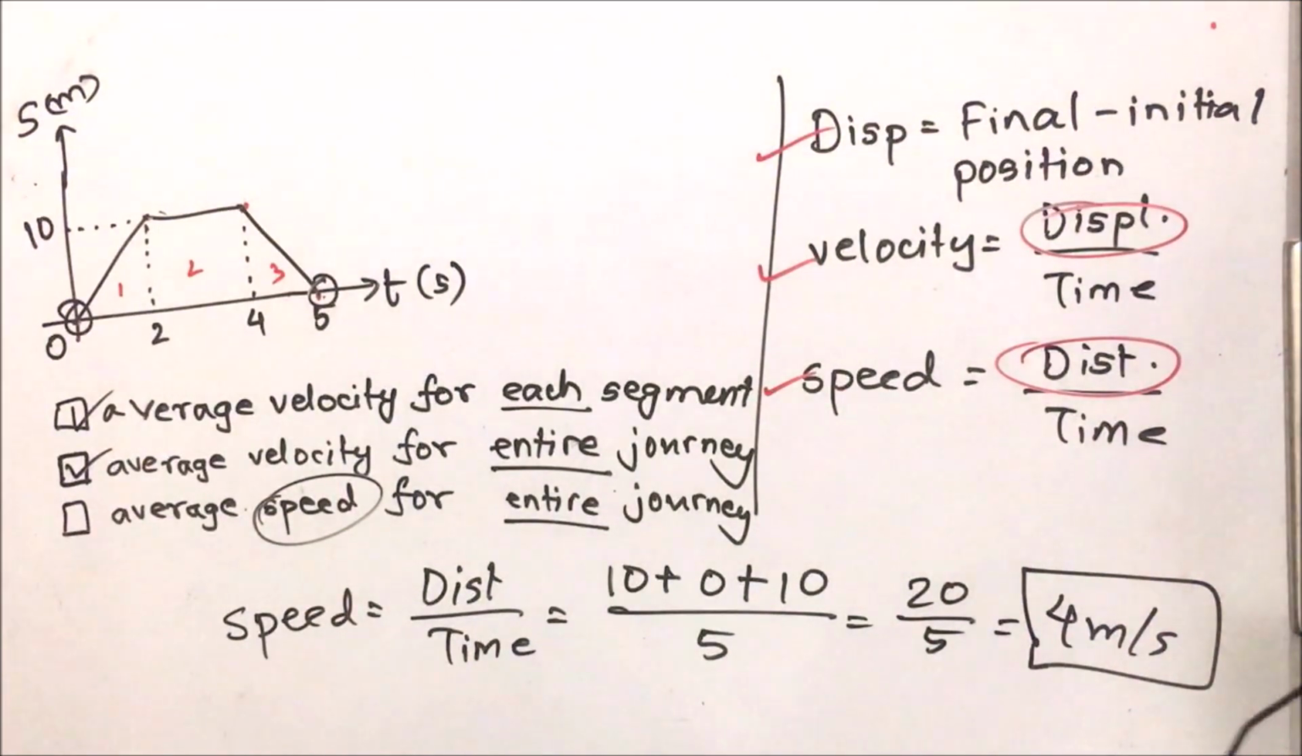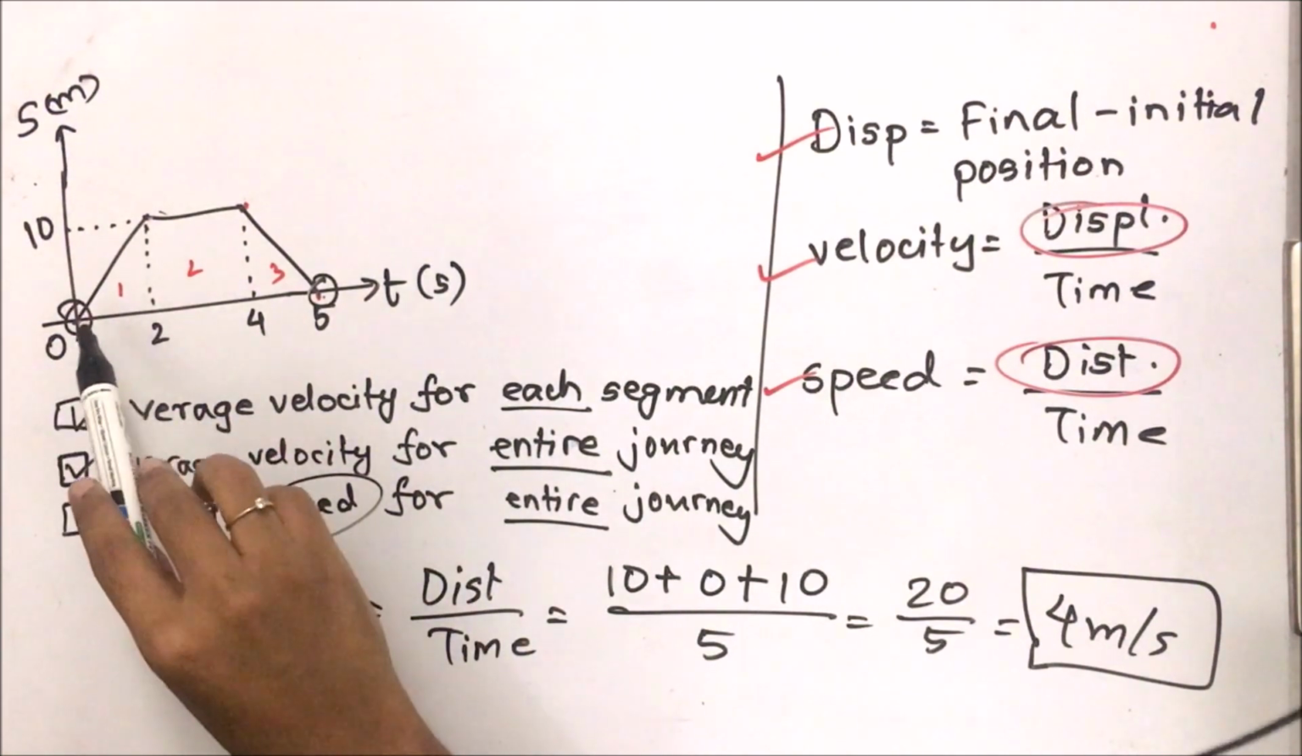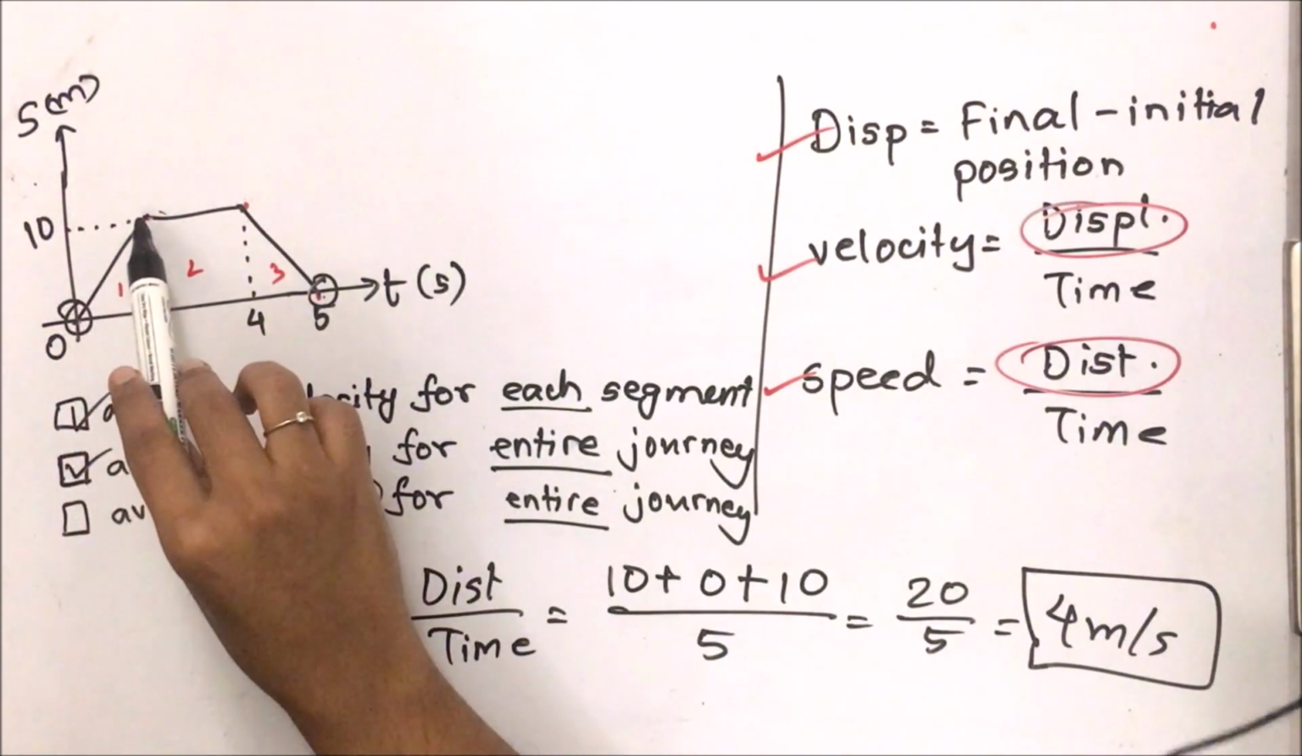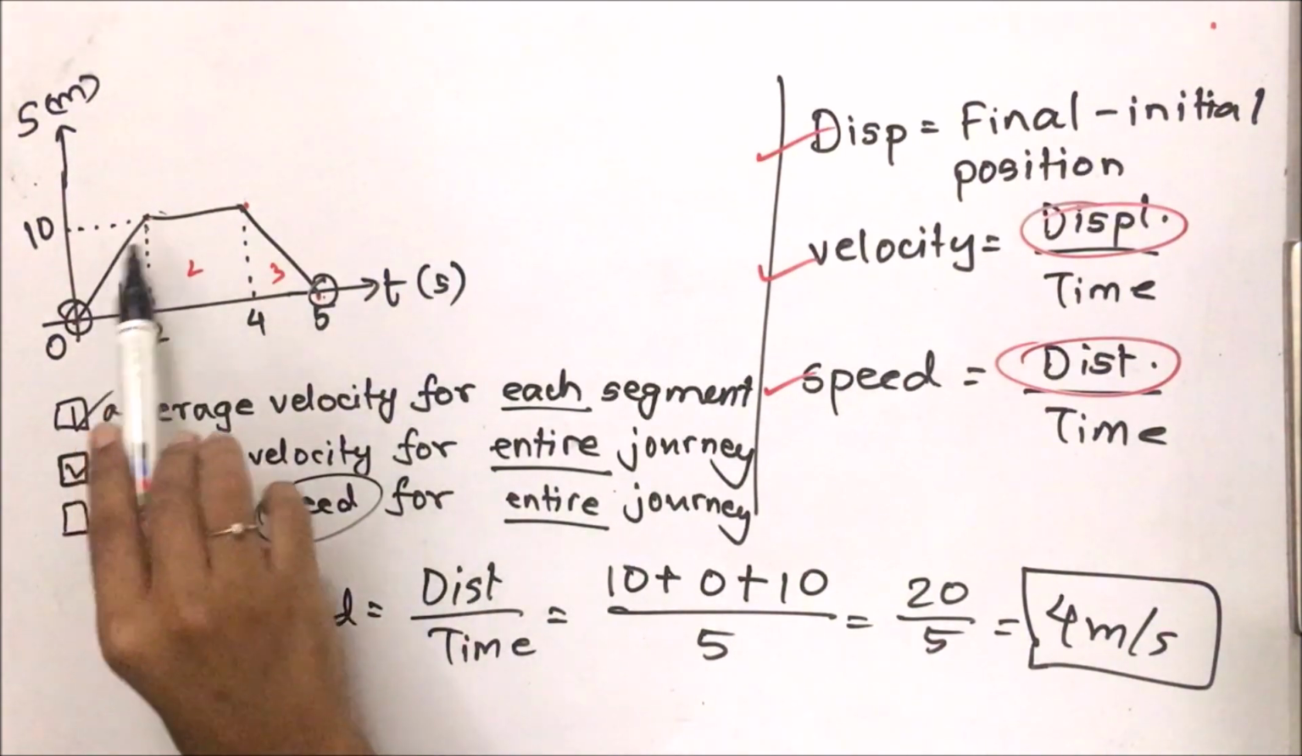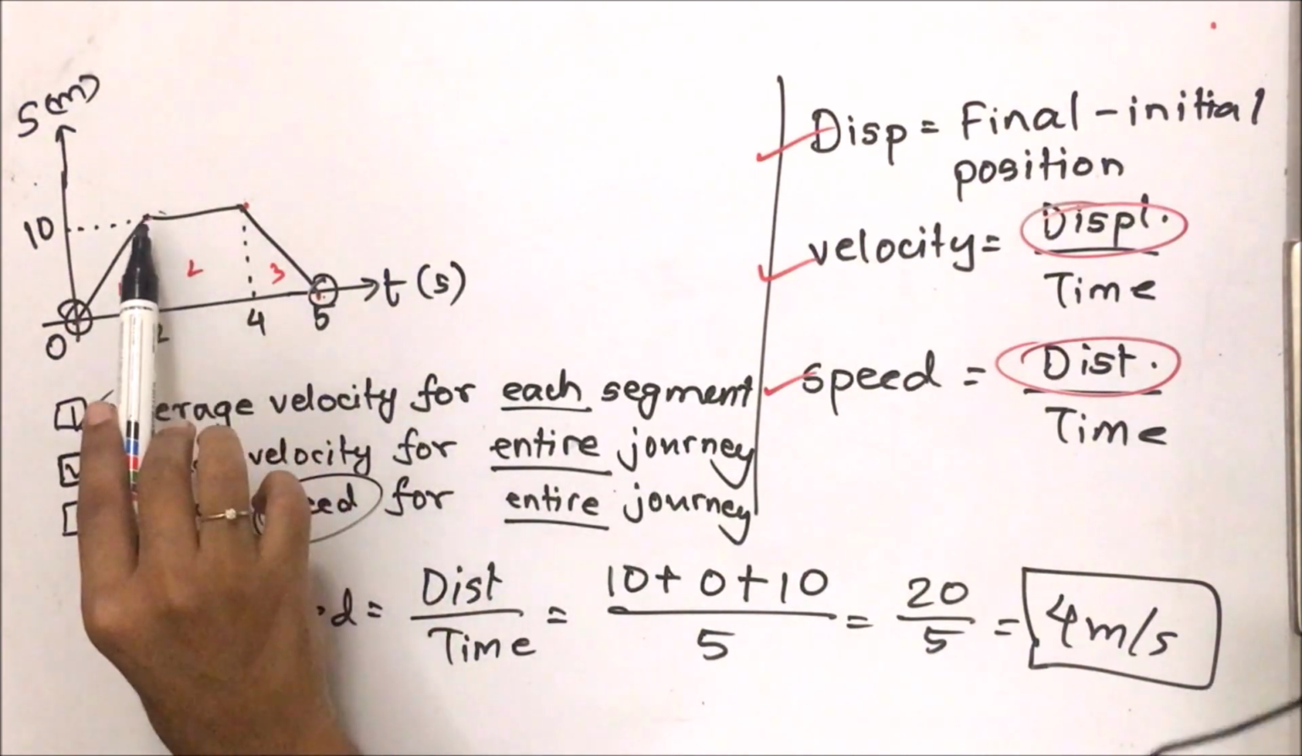Moving on to the last part of our sum, the average speed for the entire journey. Not velocity, but speed. The formula for average speed is distance by time. So let us calculate the distance for each segment of our journey. In the first segment, we have traveled 10 meters, 0 to 10, 10 meters. Here goes 10. With the second segment of our journey, we did not travel any distance.